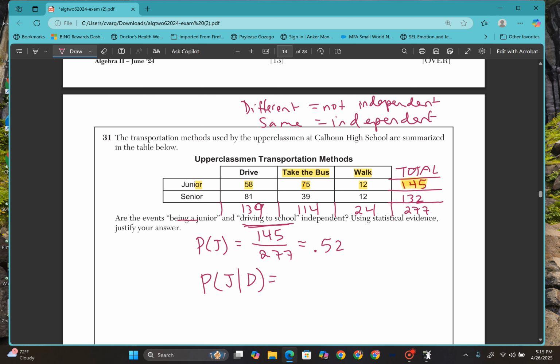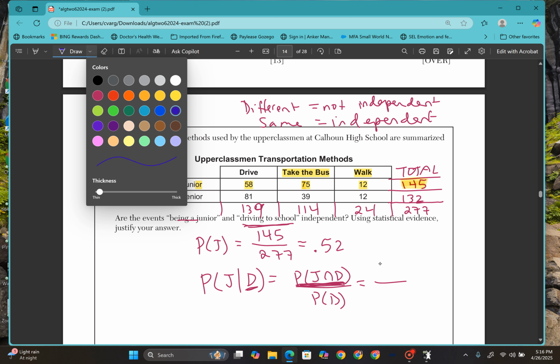Okay, so now I want to see the probability of being a junior given that they are driving to school. Remember the formula for a given is the probability of junior and driving to school over the probability of driving to school. How many juniors drive to school? That's what this means, right? Probability of junior and D. So juniors who drive to school, let's see what that looks like.